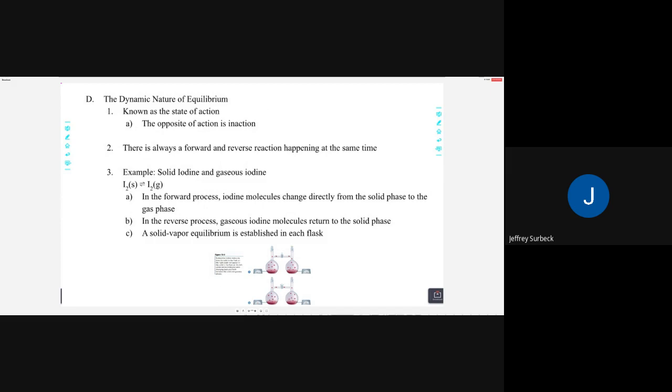Now, equilibrium is this. It says it's known as the state of action. What this means is there is always a left to right reaction, and then we can turn around and go right to left. So we're always essentially having two reactions occur in one. One going forward, one going backward. Okay? Now, our substances. Iodine is going to iodine. You may think not much is happening there. Well, chemistry-wise, this is a phase change. A solid is going to a gas, and then backwards, a gas is going to a solid. So something is happening, although we're not having the transformation of an actual substance.